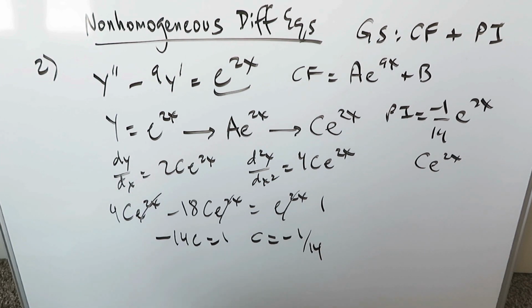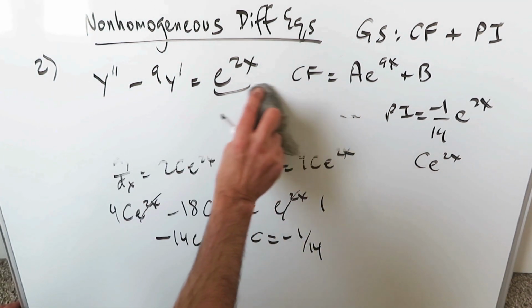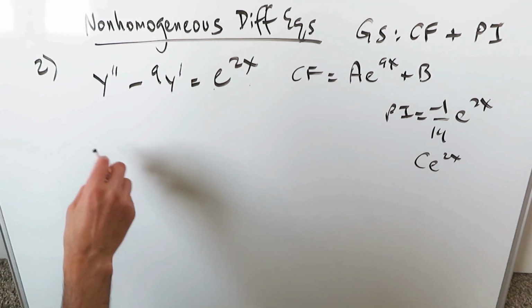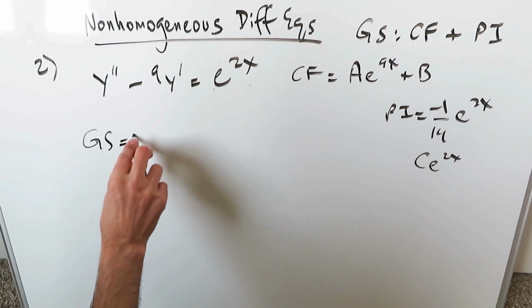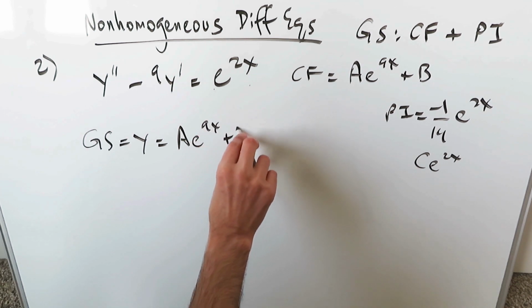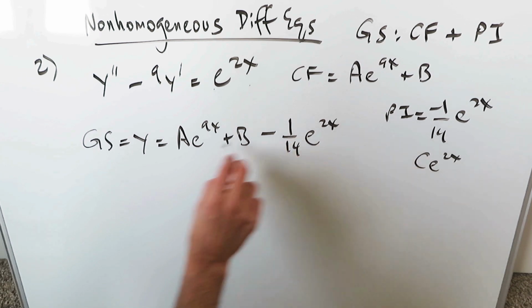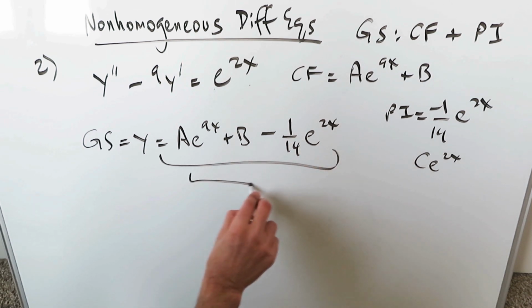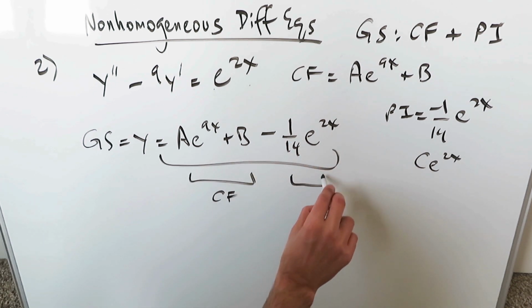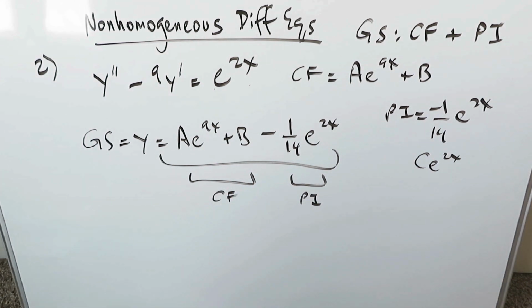Now we just have to post our general solution by combining the complementary function and the particular integral, and we'll be done with this question. My general solution, which you know is y is equal to, is a e to the power of 9x plus b minus 1 over 14 e to the power of 2x. This right here should be a correct answer. This part right here is my complementary function. This part right here is my particular integral, and it should be a correct answer. This question has been completed.